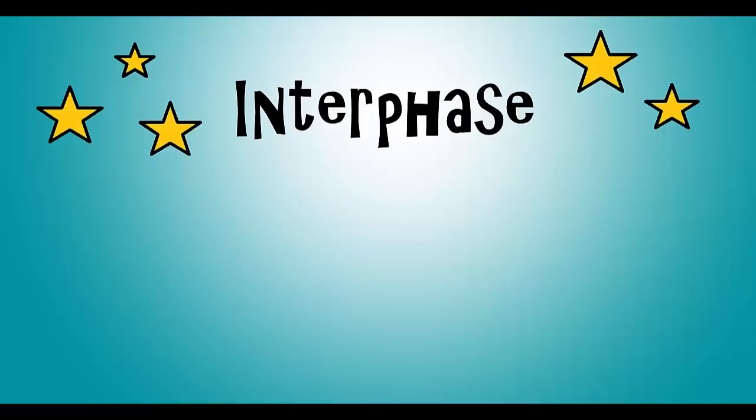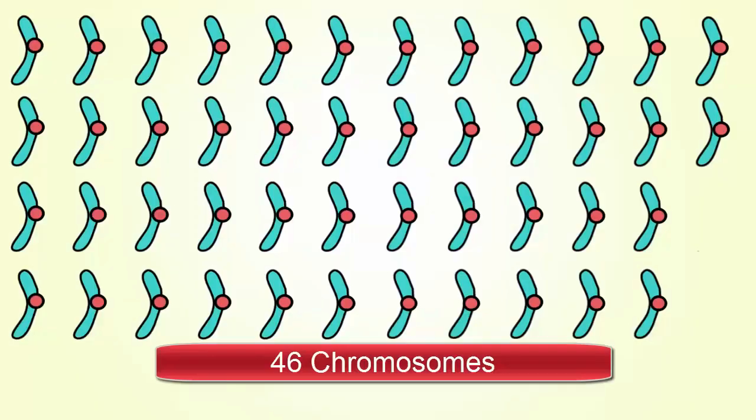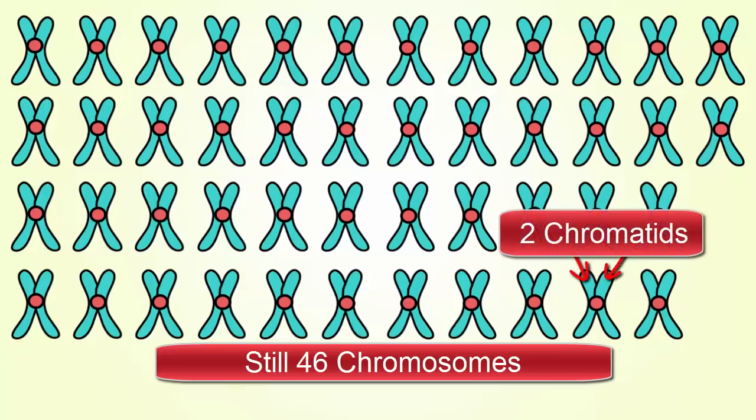Now, interphase is a step that happens one time before mitosis and meiosis can start. And in interphase, this is where we duplicate the chromosomes. So first we start with 46 of these chromosomes, which is how many chromosomes are found in human body cells. And as you can see in our little picture, they kind of look like little sticks. But after duplicating in interphase, we still have 46 chromosomes technically, but they have 2 chromatids.